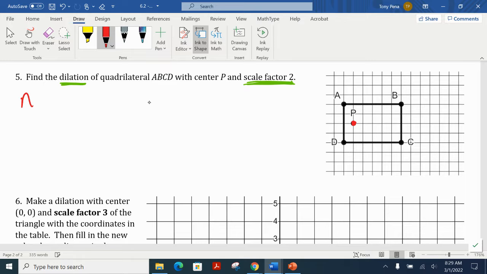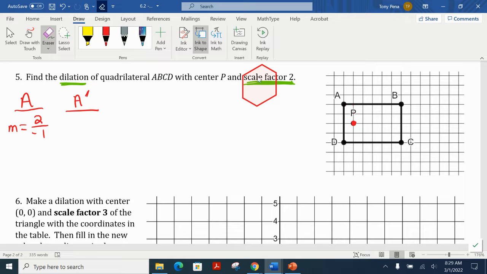So let's say we wanted A. If we found A, the slope of A, I'll try to organize this a little better here. So now we got 4 different ones to count off. To go from point P to point A, we would have gone up 2, left 1. So point A is up 2, left 1. Therefore, if I wanted A prime, the new A, and my scale factor is a 2, that means I am going to double that.